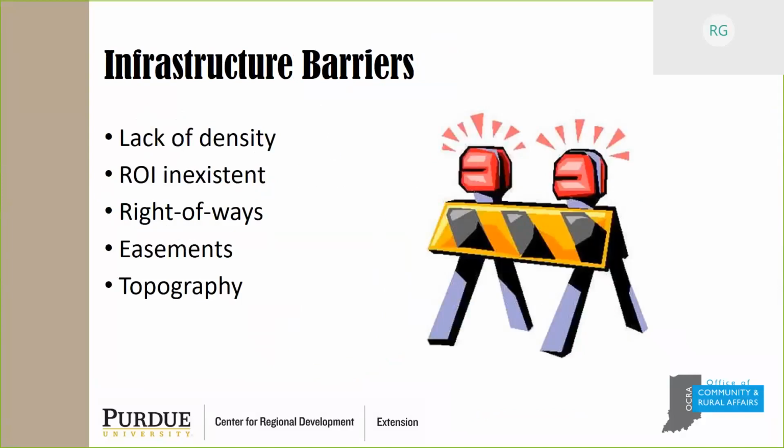The return on investment is nonexistent. Simply, the math does not work. For some providers, right-of-ways can make it really expensive. Easements can make it really expensive as well. And then the topography. I do know that broadband providers have a hard time going over or under railroads. So, for example, if you have a lot of railroads in your community, be mindful of that. So these are kind of the barriers to that.